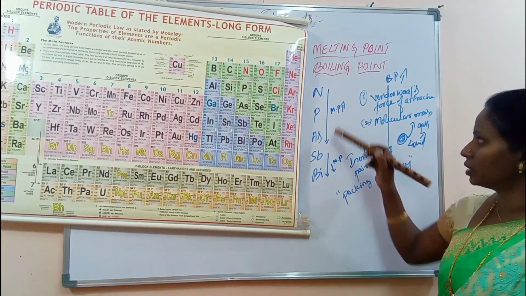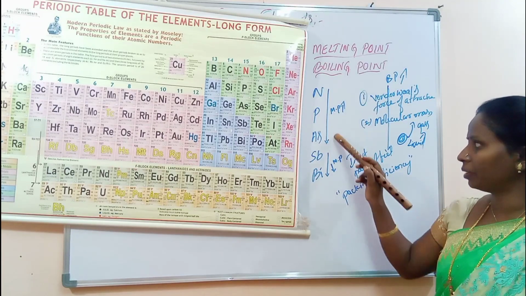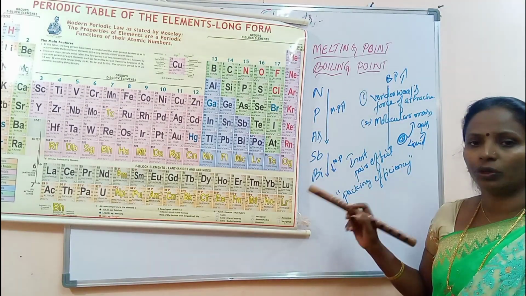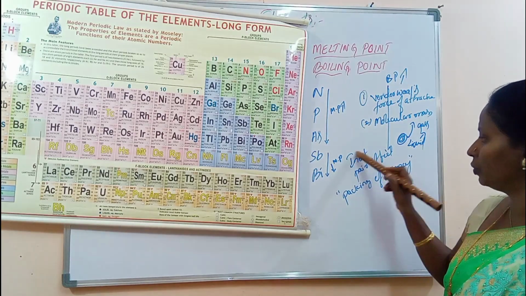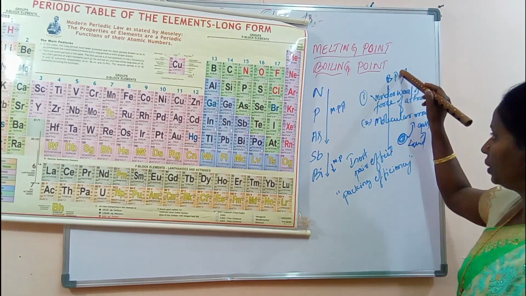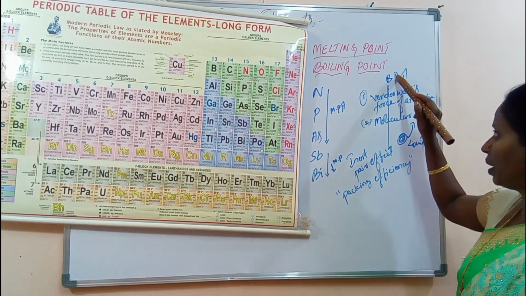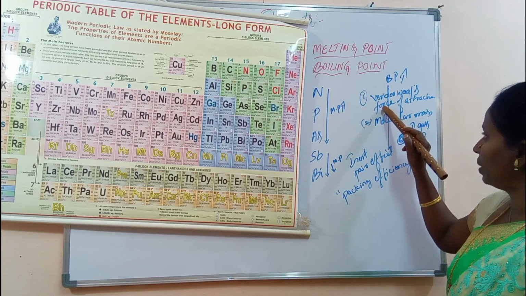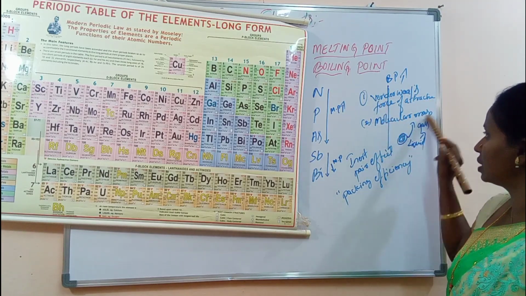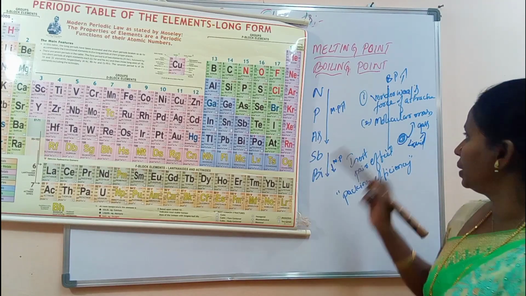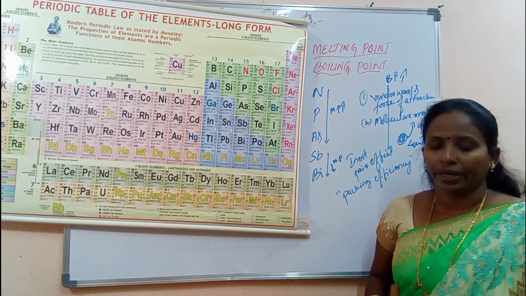So like this, if you go down the group, the melting point increases up to arsenic, but it decreases from antimony to bismuth, mainly due to the inert pair effect. Then the boiling point increases down the group. This depends on the van der Waals force of attraction as well as molar mass. Down the group the molar mass increases, so the boiling point also increases.